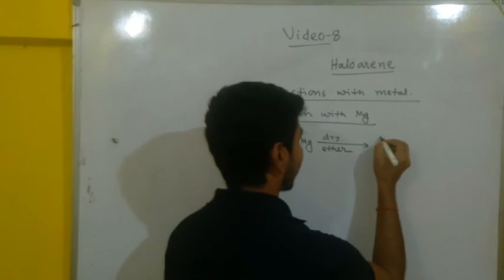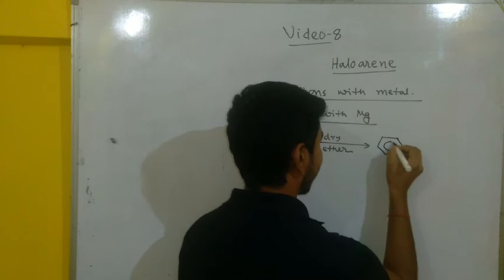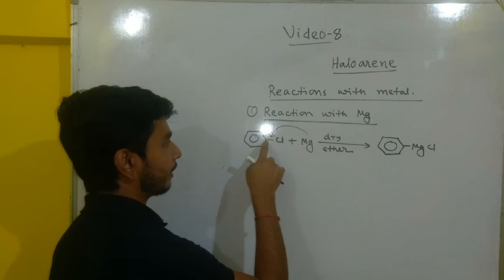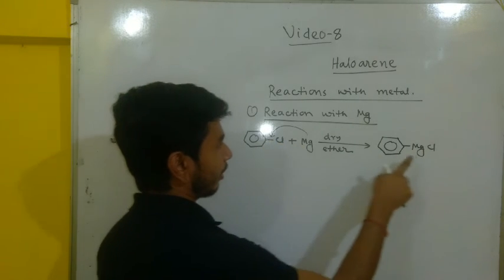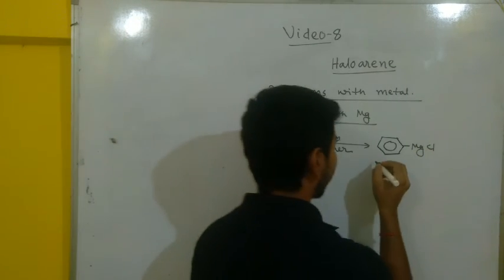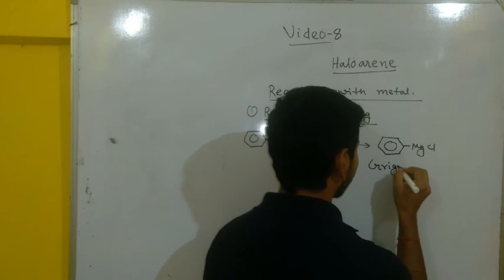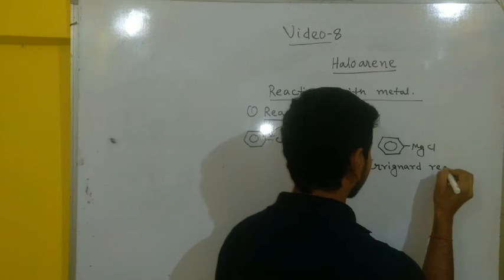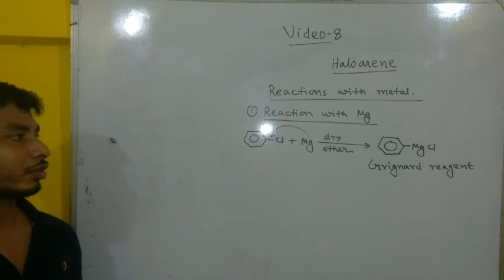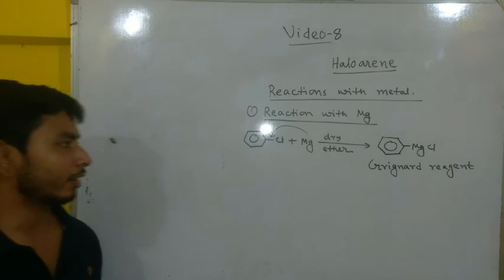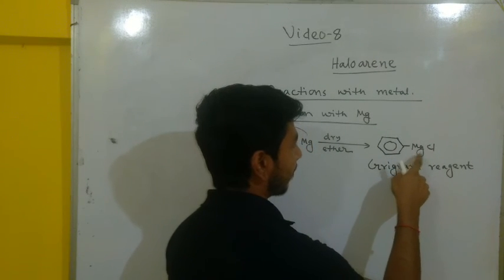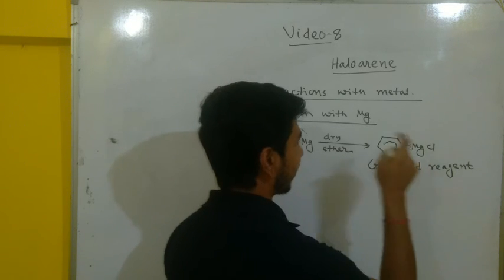So what do we get as the product? We get this ring, then MgCl, and magnesium is inserted between the carbon and chlorine. This is called Grignard reagent. What is the name of this Grignard reagent? This group is called the phenyl group, with magnesium and chloride. So it is called phenyl magnesium chloride.